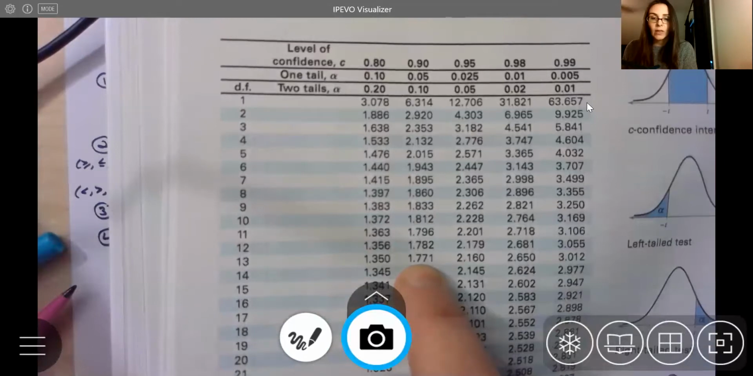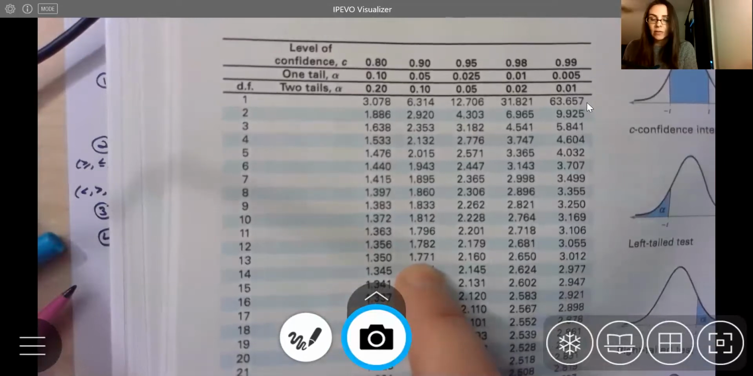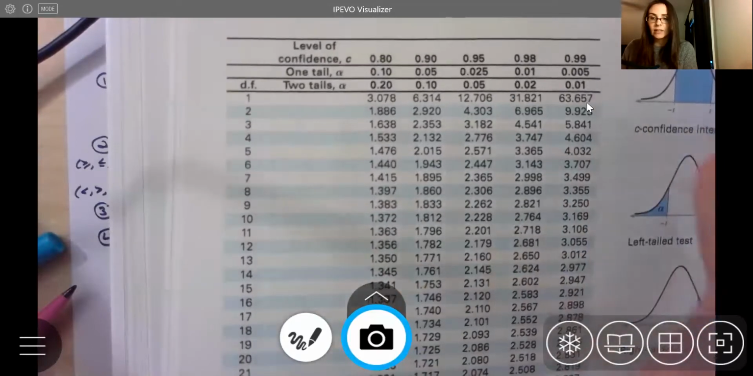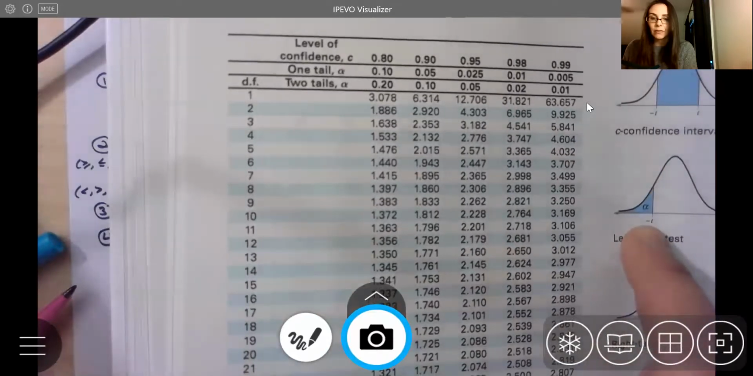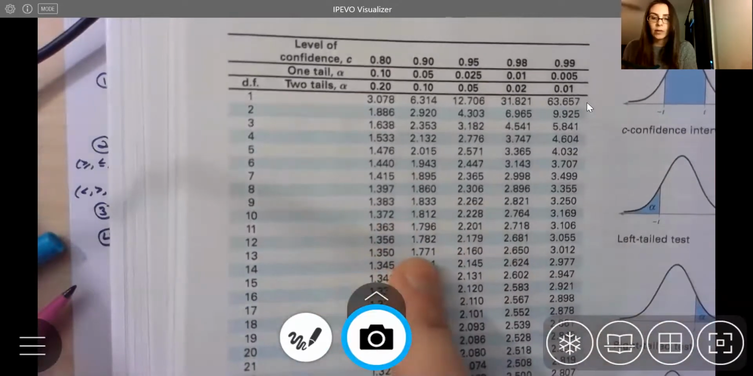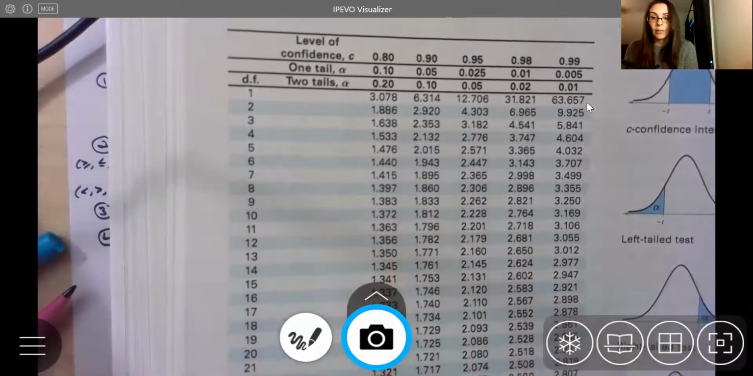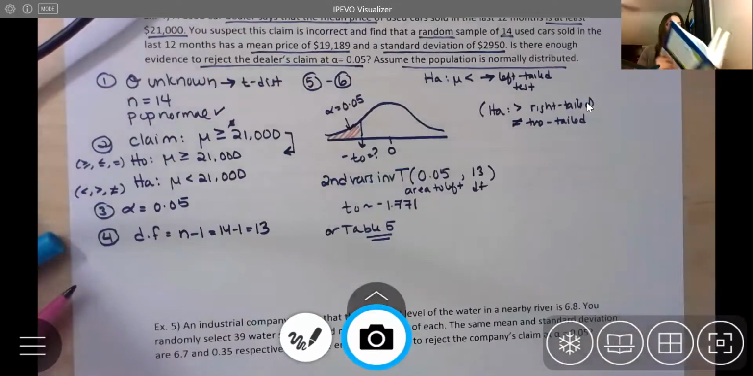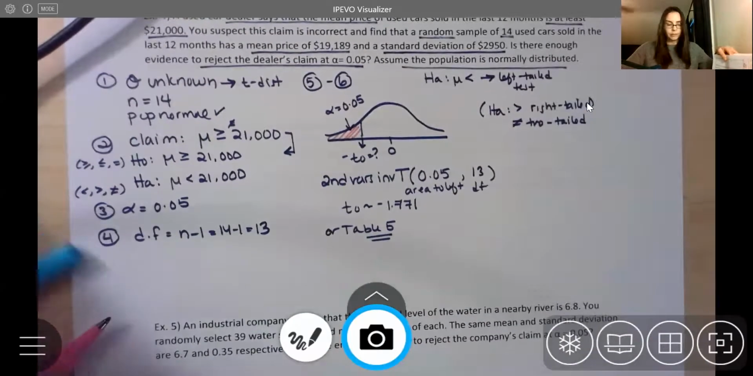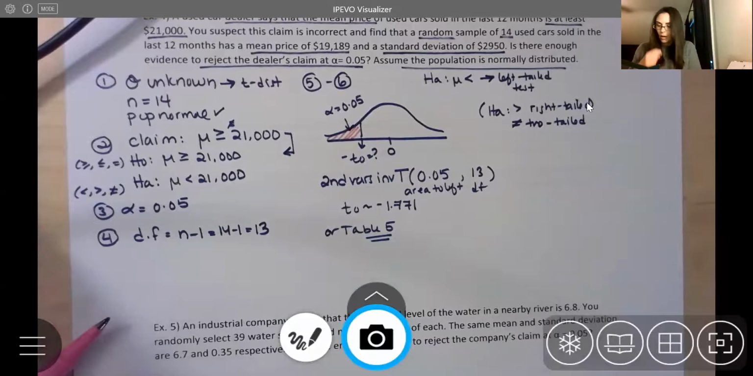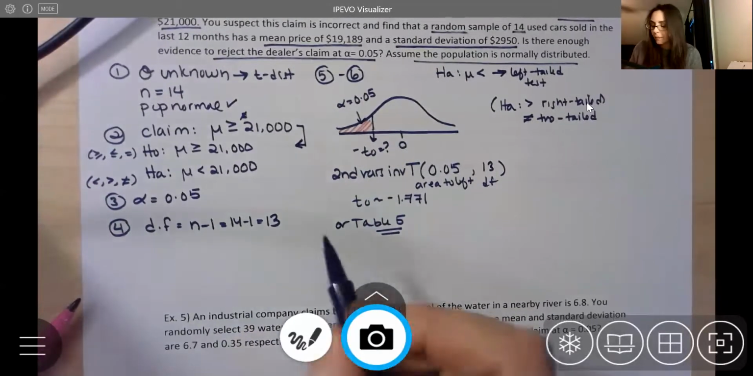So that's the other way that you can do that. And it is a reminder that if you have a left-tailed test, just remember that it's a negative. So it's not going to be positive 1.771. You're just going to use the negative version. So that's how you can use the table here. All right, and the shaded area is our critical or rejection region here.